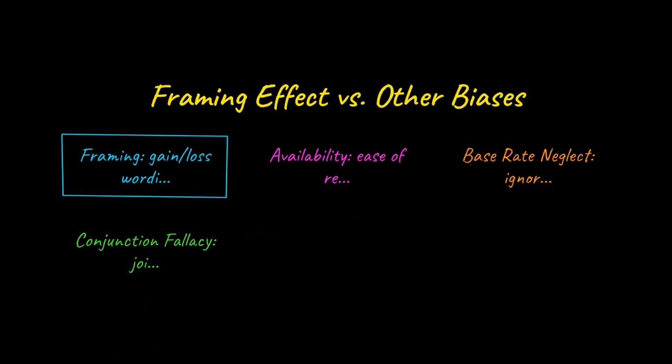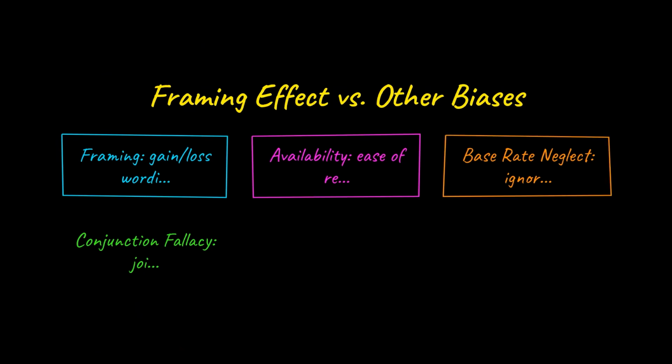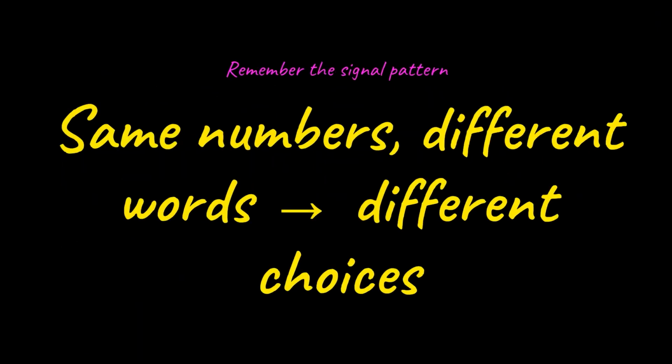A common exam mistake is confusing framing with other biases. The framing effect is specifically triggered when two logically identical options produce different choices because of gain versus loss language, not because of memory, prior probabilities, or event conjunction. Whenever a question describes the same probability or outcome producing different decisions based purely on wording, that is the framing effect. Risk aversion in gain frames, risk seeking in loss frames. Kahneman and Tversky's enduring insight into how the mind is swayed by description.